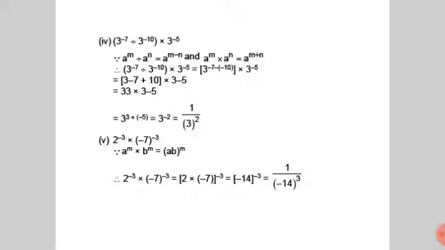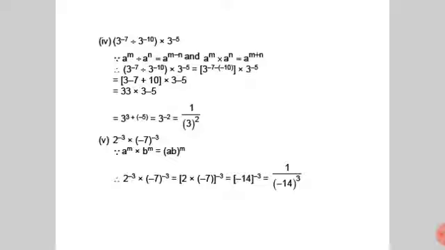3 power minus 7 divided by 3 power minus 10. Subtract: 3 power minus 7 minus bracket minus 10. Minus minus becomes plus, so 10 minus 7, 3 power 3. Then 3 power 3 into 3 power minus 5. Multiplication means the powers are added, so 3 power 3 plus minus 5. Subtract and put the sign of the greater number: 3 power minus 2. Negative exponents convert to positive exponents, so 1 by 3 square.